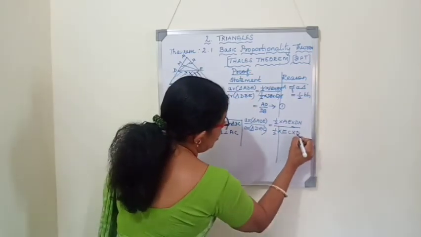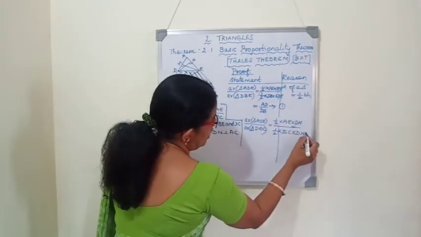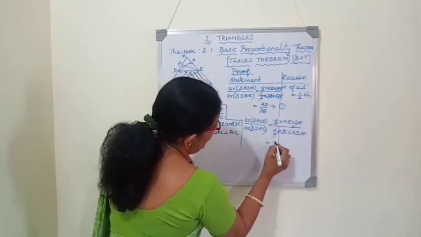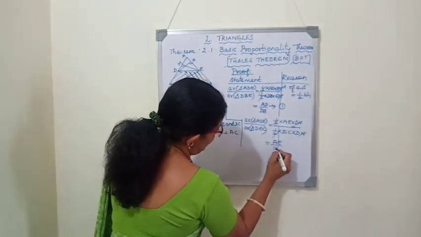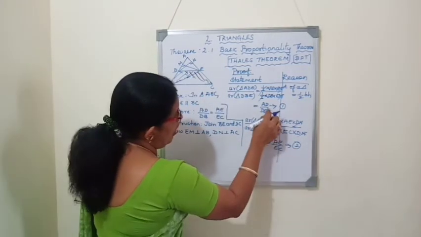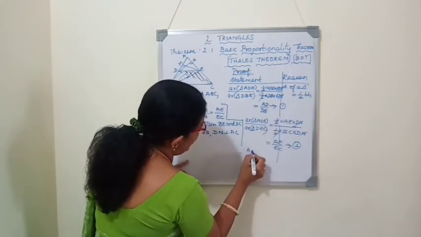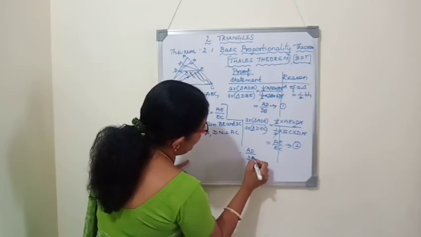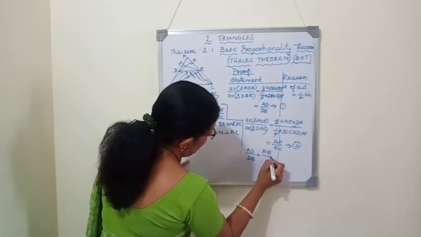Same DN we will write. And here DN and DN will cancel, half will cancel. We will get AE by EC. This is equation number 2. So now we will write, therefore AD by DB is equal to AE by EC.